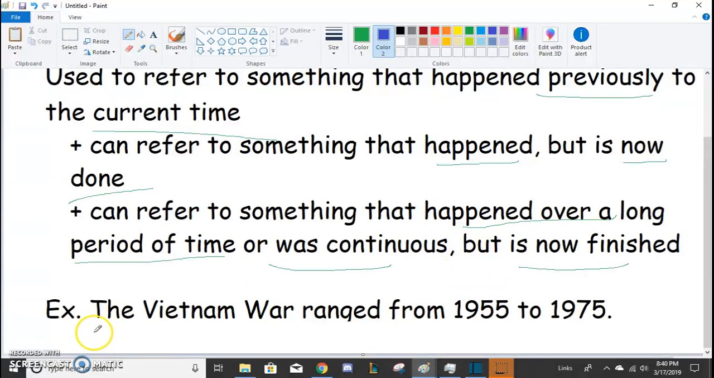For our example, we have the Vietnam War ranged from 1955 to 1975. I note the years because with that we can tell that it has happened over a long period of time. And with our verb range, we can tell that the action is now over, especially with our suffix ed, which tells us that the word is in the past tense.